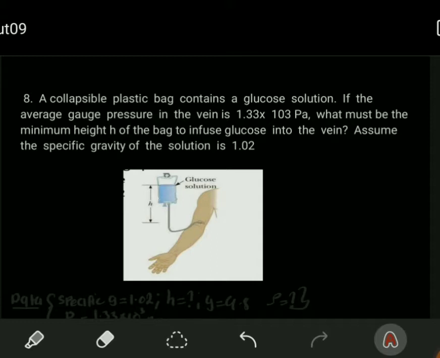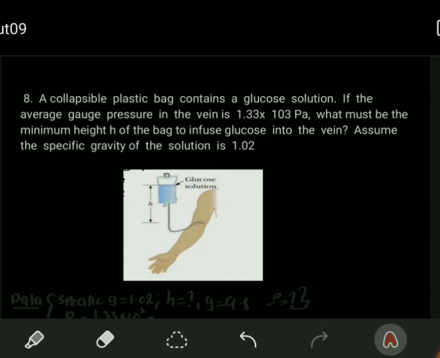So question 8 here has a collapsible plastic bag which contains a glucose solution. Now if the average gauge pressure in the vein is 1.33 times 10 to the power 3 pascals, what must be the minimum height h of the bag to infuse glucose into the vein? Assume the specific gravity of the solution is 1.02.